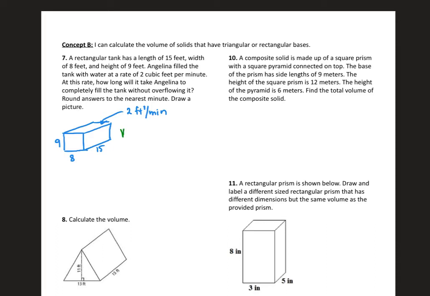So first thing we're going to do is find the volume of the tank. So we're just going to multiply 9 times 8 times 15, which is how you find the volume of a rectangular prism, and that's going to be 1080. And then what we're going to do is divide by the rate. That's going to give us how long it's going to take. So 1080 divided by 2 is 540. So the tank takes 540 minutes to fill.